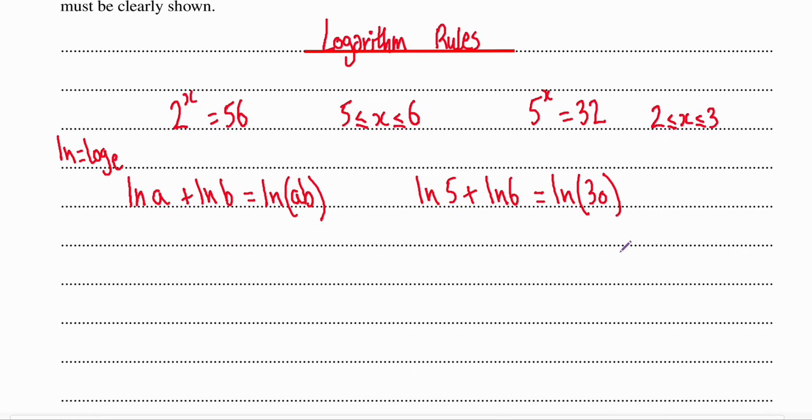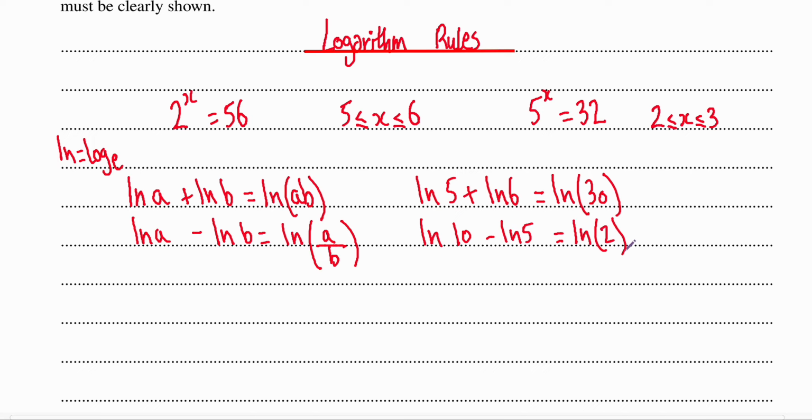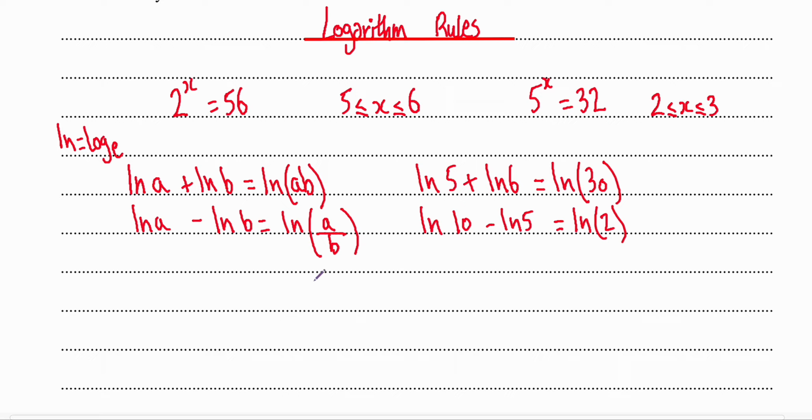That's the first rule. And similarly, ln a minus ln b is equal to, you could guess this by now, ln of a divided by b. So if you had ln 10 minus ln 5, that's the same as ln of 10 divided by 5, which would be ln 2. So those two are the very simple ones.